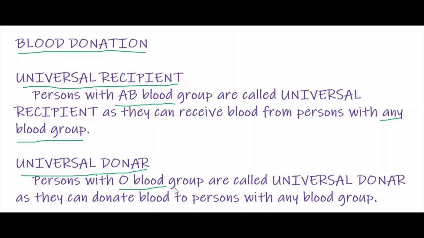Before donating or before receiving the blood, the particular person must check the antigen and antibody compatibility. When an individual receives mismatched blood group from the donor, clumping of blood occurs. So mismatched blood means the clumping of blood occurs and it leads to death.